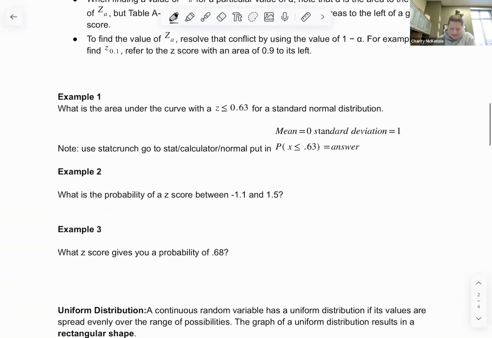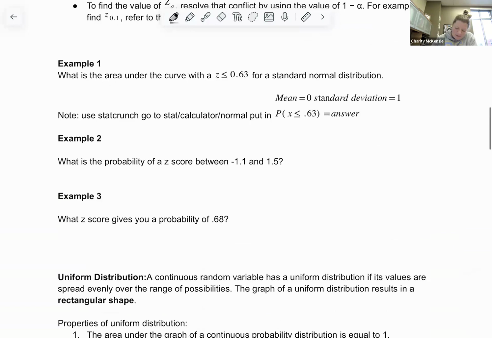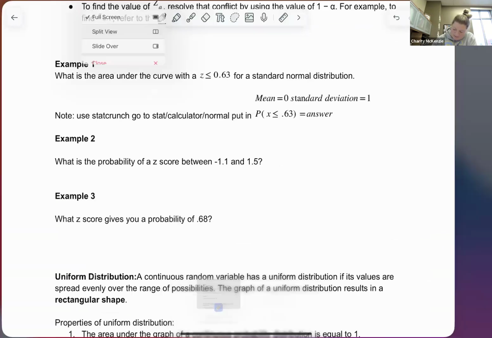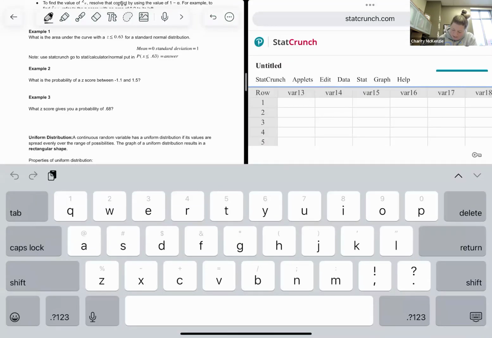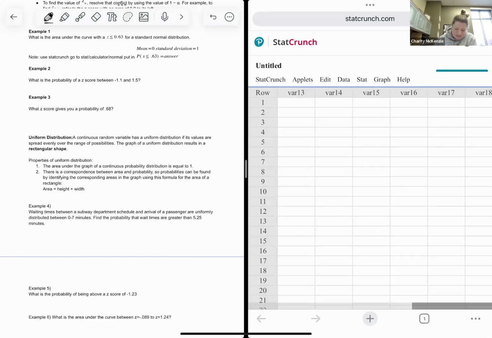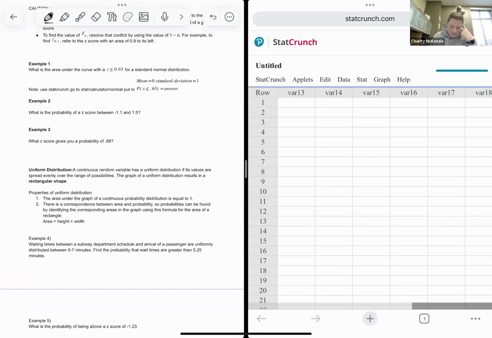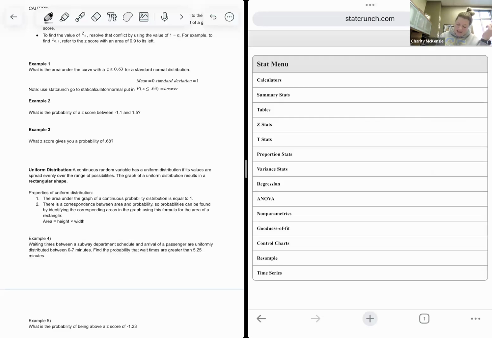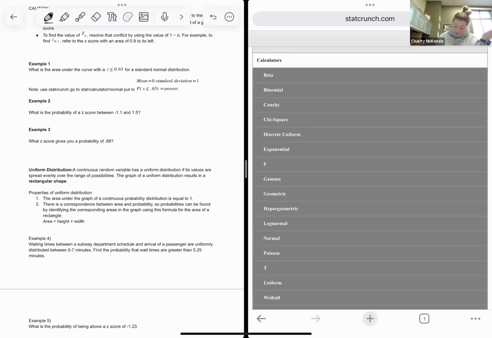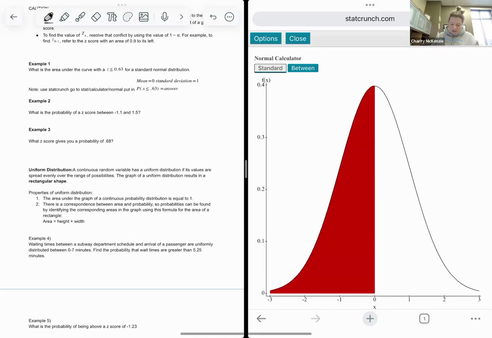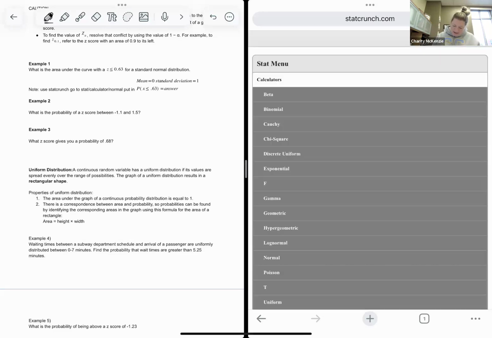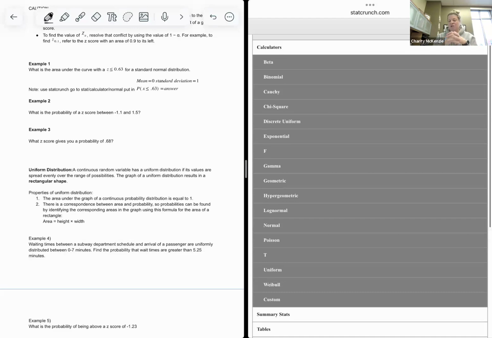All right, so let's look at an example here. I'm going to open StatCrunch because we're definitely going to need that today. So this first example says, what is the area under the curve with a z that is less than or equal to 0.63 for a standard normal distribution? I tried to give you a little hint with where to go on StatCrunch. We're going to go to Stat, then Calculator, then Normal, because we have a normal distribution. Stat, right? Calculator, look at all the different distributions.